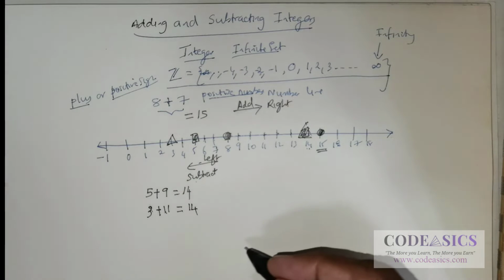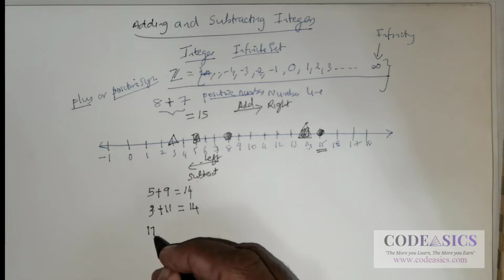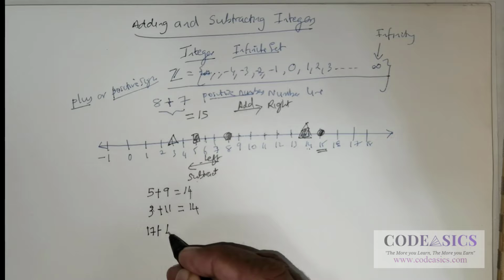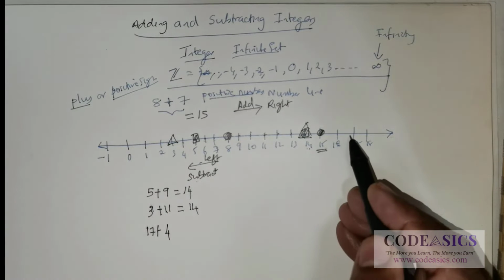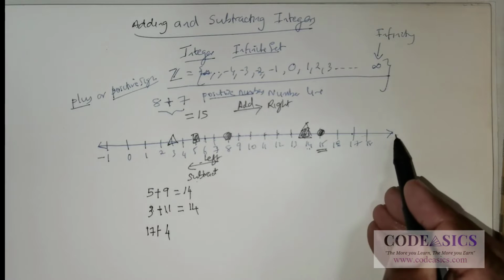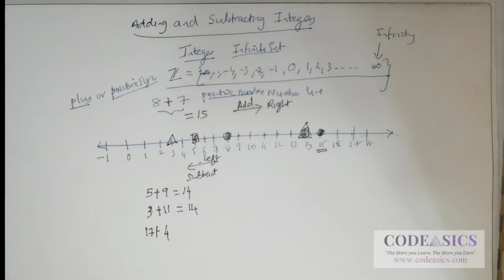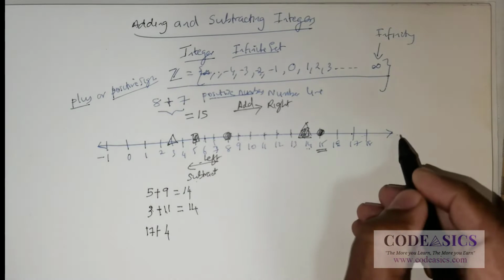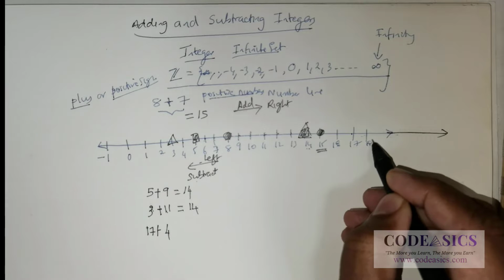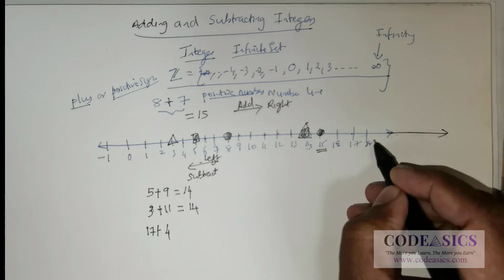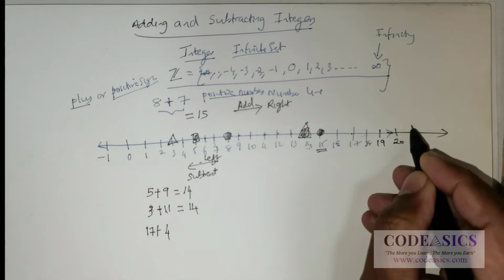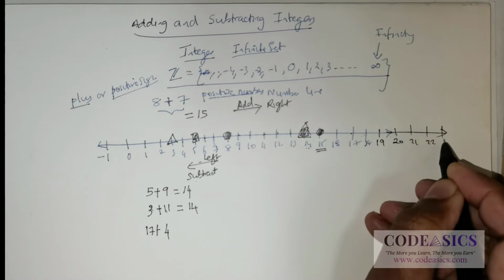So someone is asking, come on, I take the number 17 and you have to add 4 to 17. Now go and look for the number 17 on the number line. So 17 is here, but I don't have 4 numbers to the right of 17. So what you need to do is stretch the number line. So I've landed up till 18. So move the number line. 19, 20, 21, 22, 23, and so on.